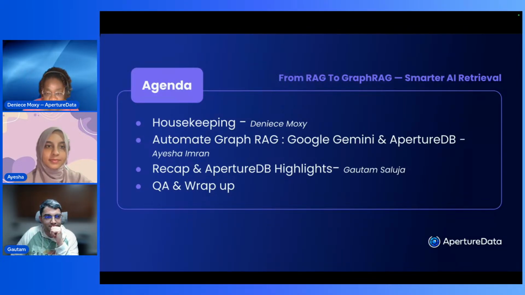Today's exciting Lunch and Learn in partnership with Google is around from RAG to GraphRAG, a smarter AI retrieval. In this Lunch and Learn, we have two dynamic speakers that will explore how to build a knowledge graph with Google Gemini and ApertureDB. And then we'll take the knowledge graph to the next level by building a GraphRAG application and then comparing quantitatively and qualitatively the metrics between a plain vanilla RAG and a GraphRAG.